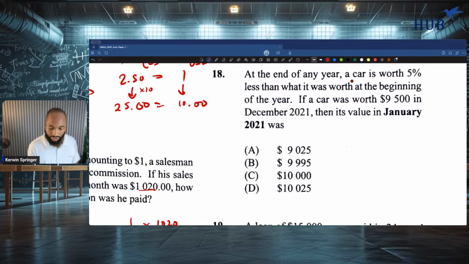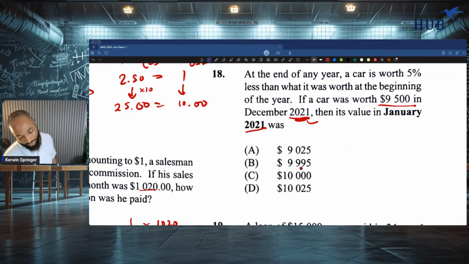At the end of any year, a car is worth 5% less than what it was worth at the beginning of the year. The car was $9,500 in December, so this comes like the start of 2022 then. Then in January, then at the beginning of this very same year. Oh, sorry, we weren't going into the next year. So this is the ending of the year and the beginning.